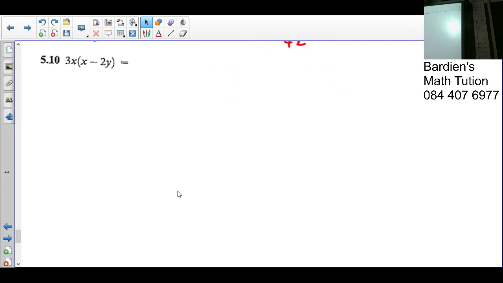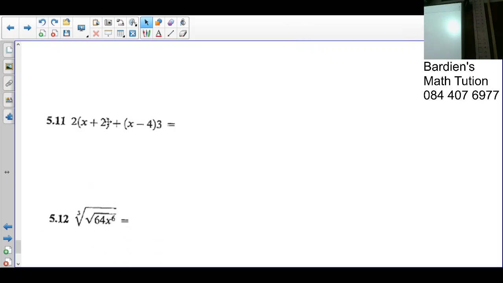5.10. You got 3x into x minus 2y. So you must multiply that inside the bracket. Can I add this inside the bracket first? No. Why? And so 3x times x? 3x squared. 3x times negative 2y? Negative 6xy. Are they like or unlike? Unlike, so I can't add them. Right.